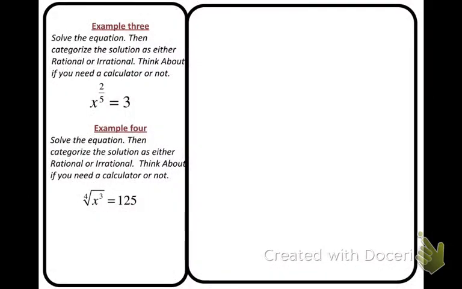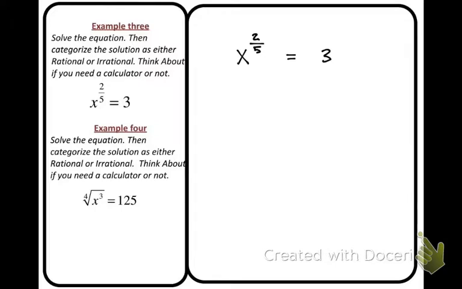Okay, example 3. We have to solve the equation and categorize the solution as either rational or irrational. Think about if you need a calculator or not. So let me rewrite this one first. We have x to the 2/5 power equals 3.